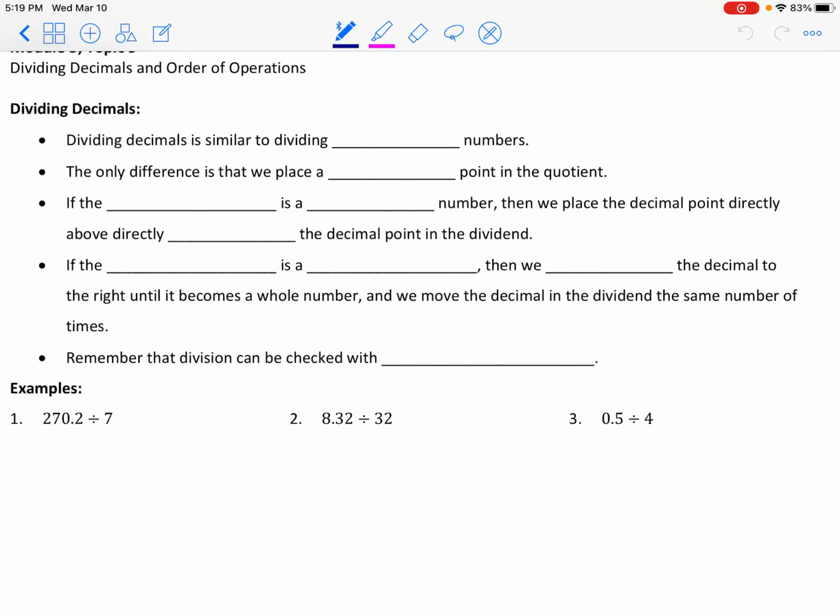Hello and welcome to our lesson on dividing decimals and a review of the order of operations.